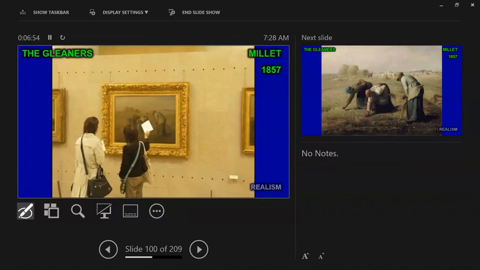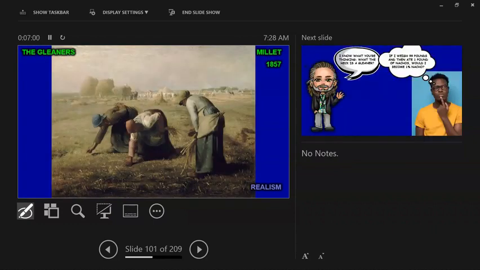All right, you've probably seen this painting before. This gives you a sense of how large this painting is. So, let's take a look at The Gleaners.